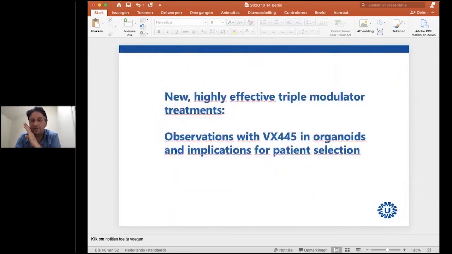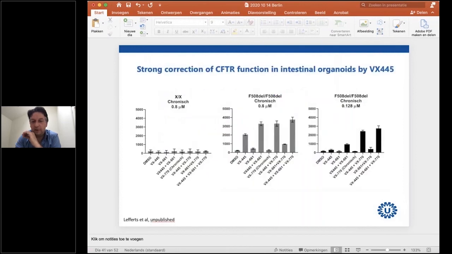Just because of the time, I will just go quickly here. I think we try to publish this now. We look at this new modulator on the market, which is still not available in Europe, but it's out there in the US. So this just confirms that this VX445, which we call this modulator, is a strong corrector, which we know already also from the published literature.